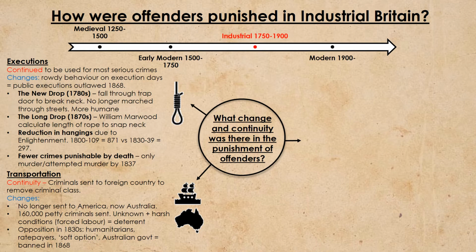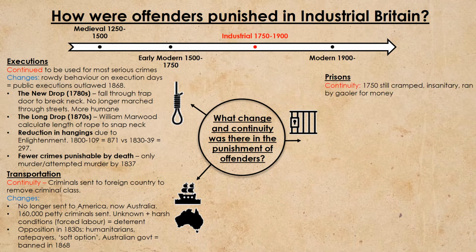Some argued that it was a soft option because they would get the opportunity to start a new life over there once they had finished their served time doing forced labour. And the Australian government, just like the American government a couple of hundred years before, turn around and say that they don't want criminals either from Britain. So it's banned in 1868. It's no longer used as a method of punishment in 1868.